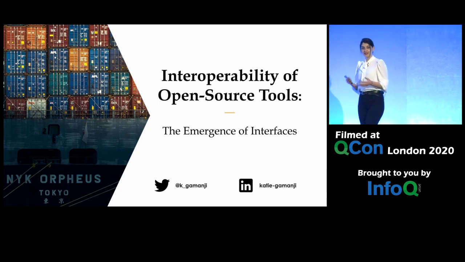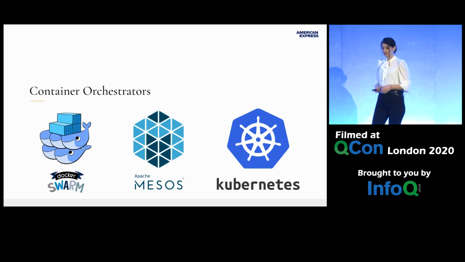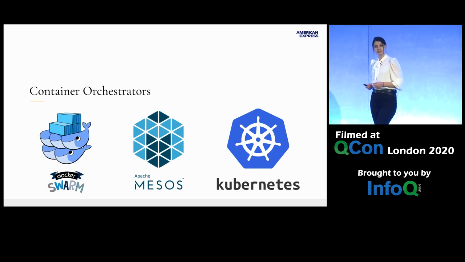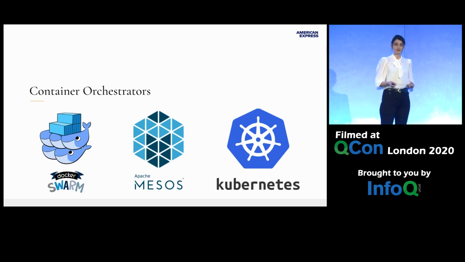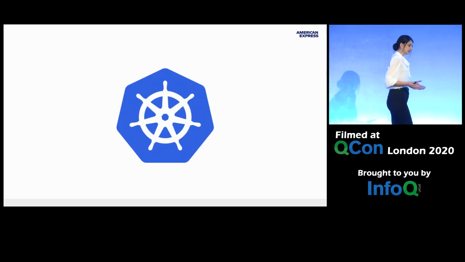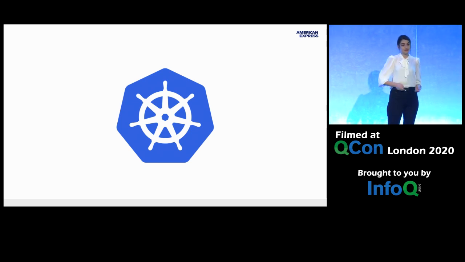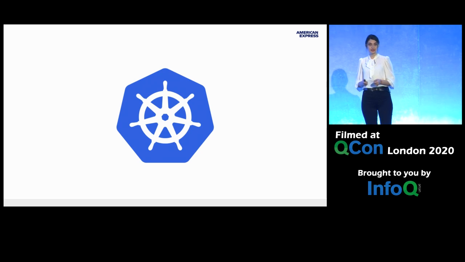Today, I would like to talk about the interoperability of open source tools, and more specifically, the emergence of interfaces. Six years ago, the container orchestration framework space was very heavily diversified. We had tools such as Docker Swarm, Apache Mesos, CoreOS Fleet, Kubernetes, and all of them provided viable solutions to run containers at scale. However, Kubernetes took the lead in defining the principles of how to maintain and distribute containerized workloads. Nowadays, Kubernetes is known for its scalability and portability, but more importantly, for its approach to declarative configuration and automation.